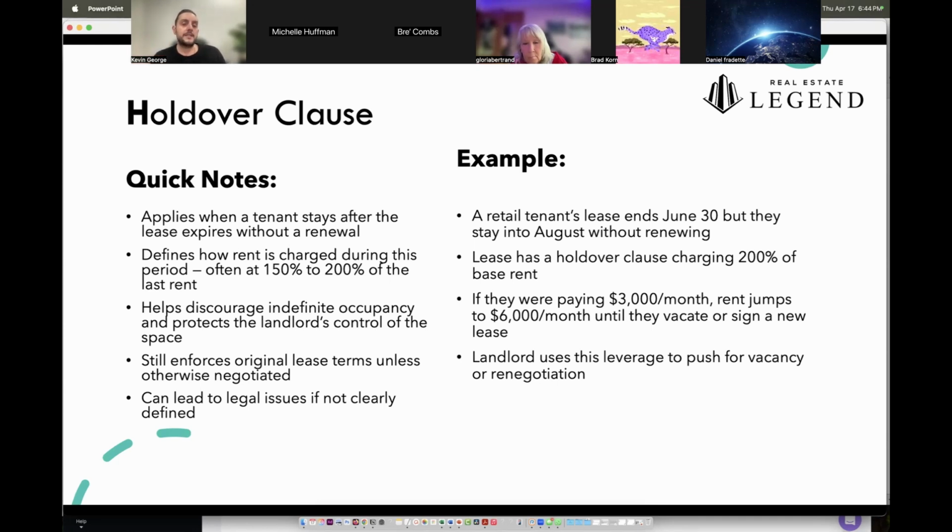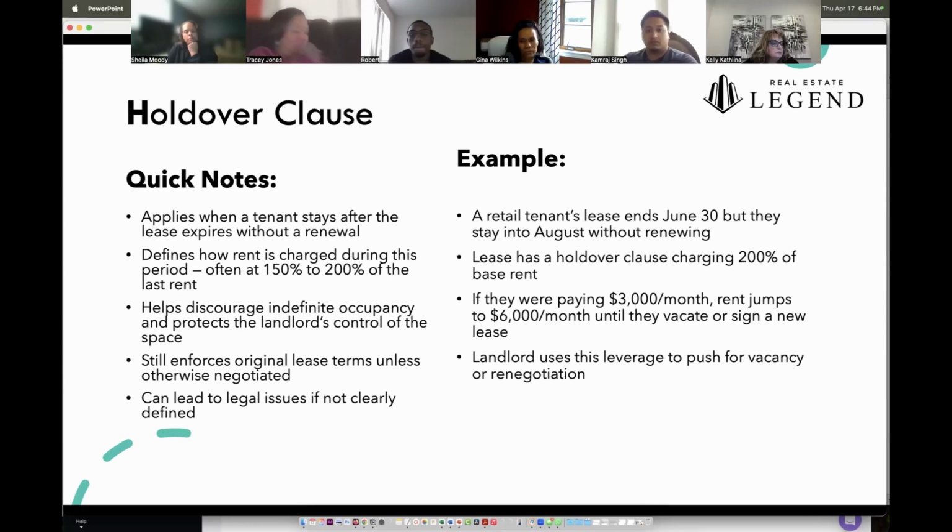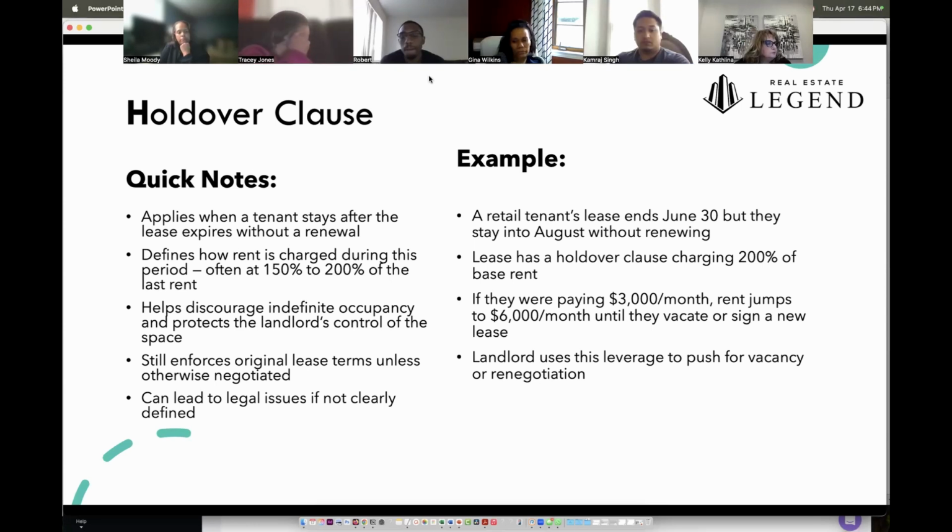So holdover clause, I've seen them in agreements. You can also negotiate to take them out of an agreement too, obviously, but that is the holdover clause.